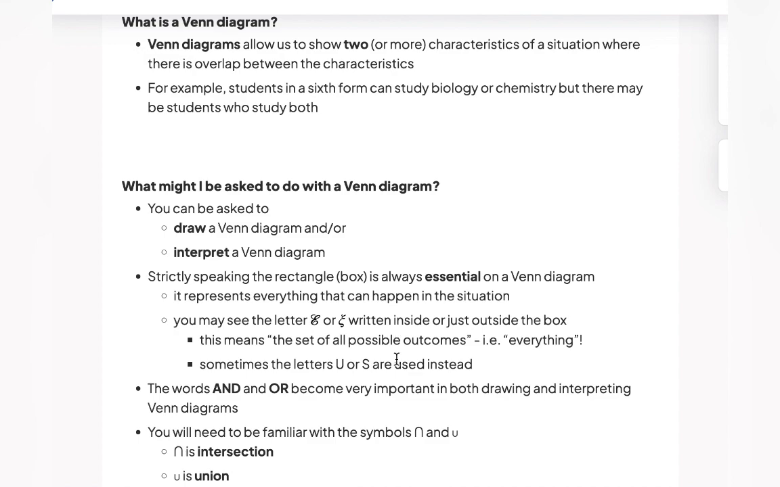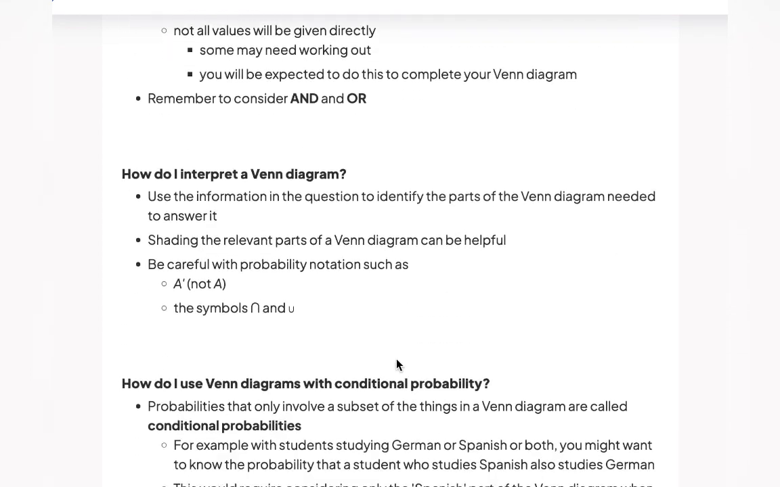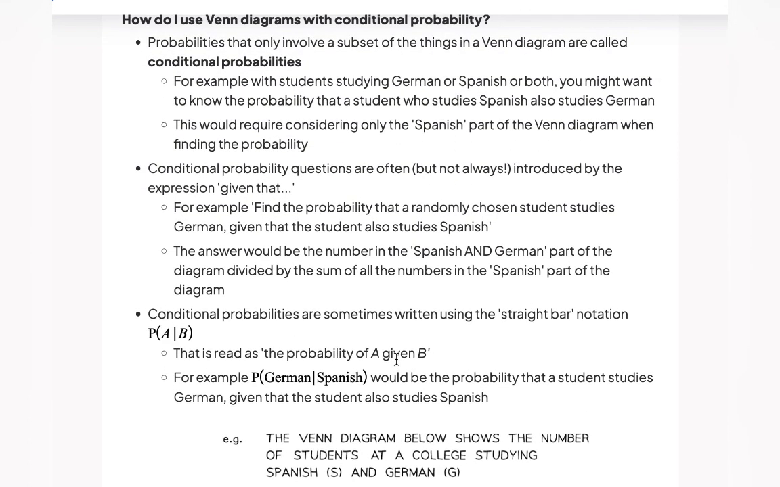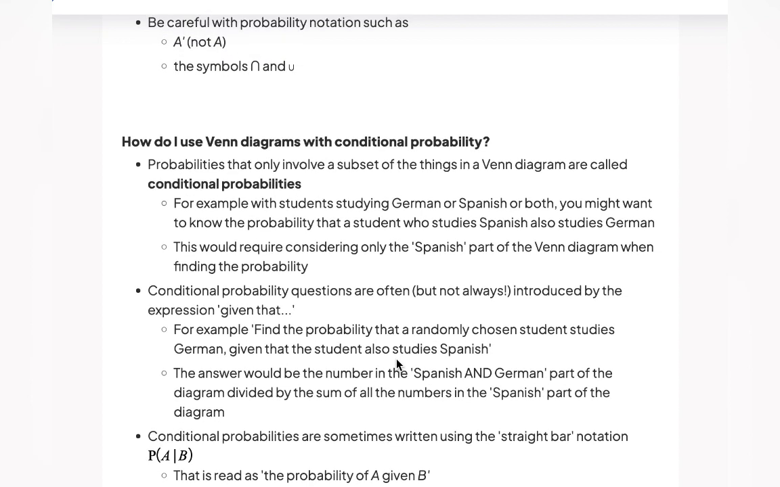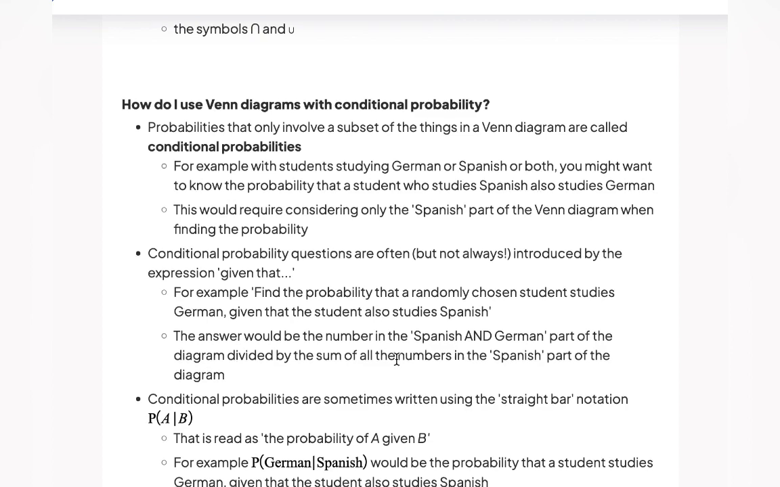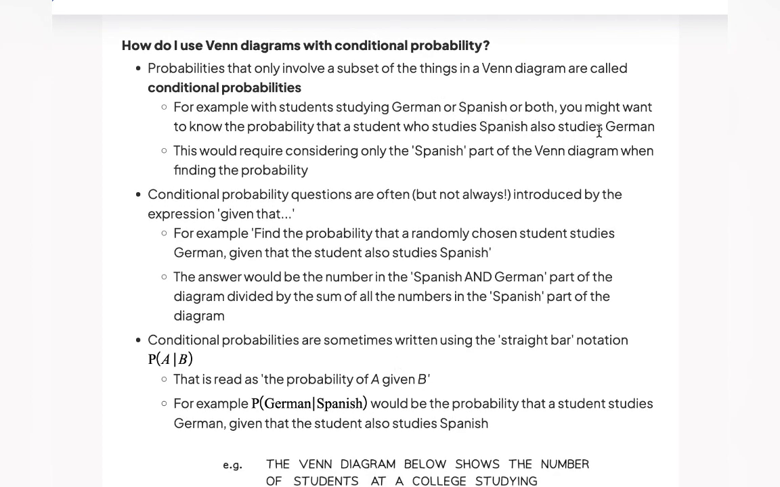Before we look at the probability aspect, that's the basics. Now let's take a look at the probability. How do I use the Venn diagram with conditional probability? We're going to see it when we see a problem. For example, if students are studying German or Spanish or both, you might want to know the probability that a student who studies Spanish also studies German.